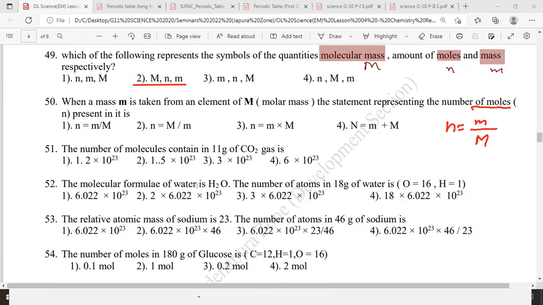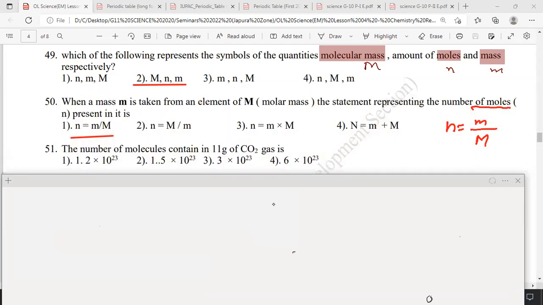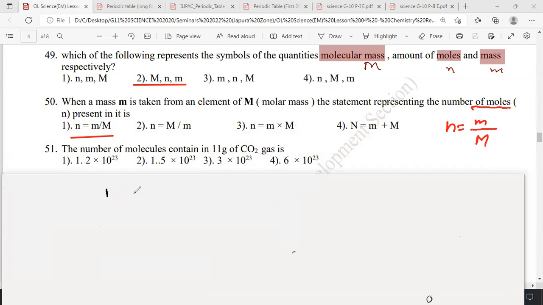First one. Question number 51. That is a good question. Now you have to use what I explained before. You have to use that knowledge. Number of molecules. Before you find the number of CO2 molecules, you need the number of moles of CO2. How to find?